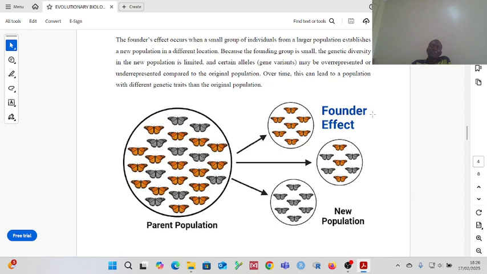How was the choice of the founding members? Random. What is the effect? There is a change in the frequencies, what we are calling genetic drift. Why do we have that change? Because only a small group moved from the parent population, isolated itself, and began a new population. Okay, so in a way, founder's effect leads to a reduction in genetic diversity. Founder's effect will lead to a reduction in genetic diversity.